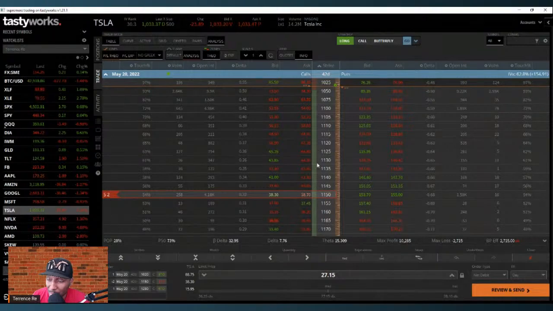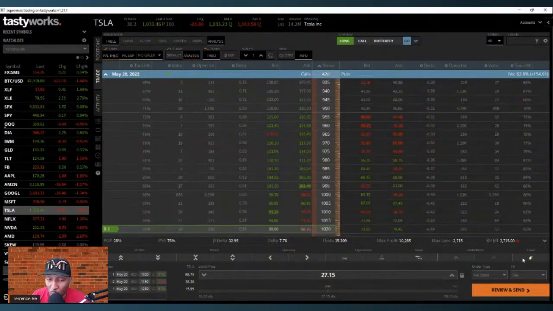So that's one of the pros of it. The con is you've got to be right directionally. If you're wrong and it continues to go down, you lose your money.